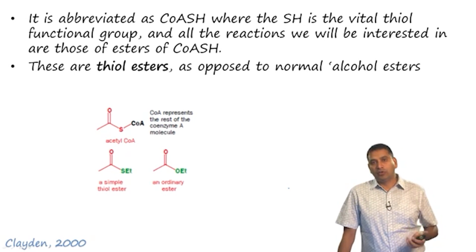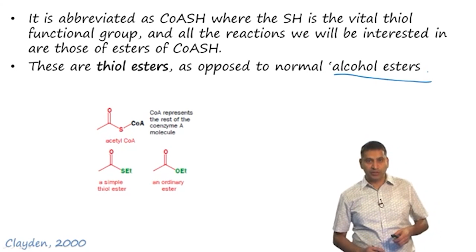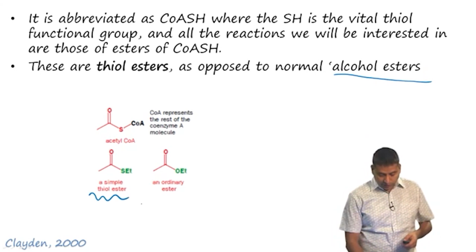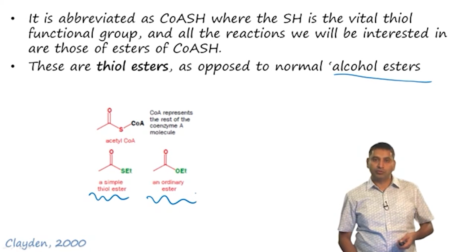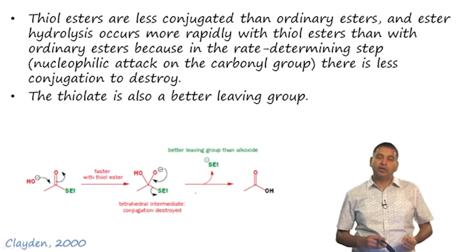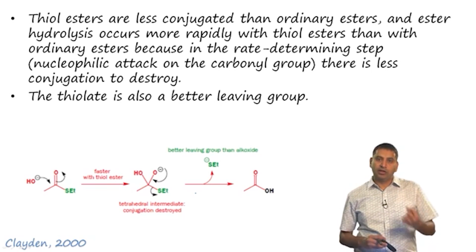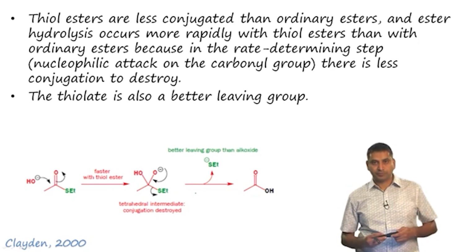All reactions we are interested in will be those of the CoA-SH. And just to put this in perspective, these are thiol esters as opposed to the normal alcohol esters that we are used to. So, this is the thiol ester and this is an ordinary ester that we are more used to. Thiol esters, interestingly, are less conjugated than ordinary esters. Okay. So, this is because the interaction between sulfur and the carbonyl is not as strong as between oxygen and the carbonyl.